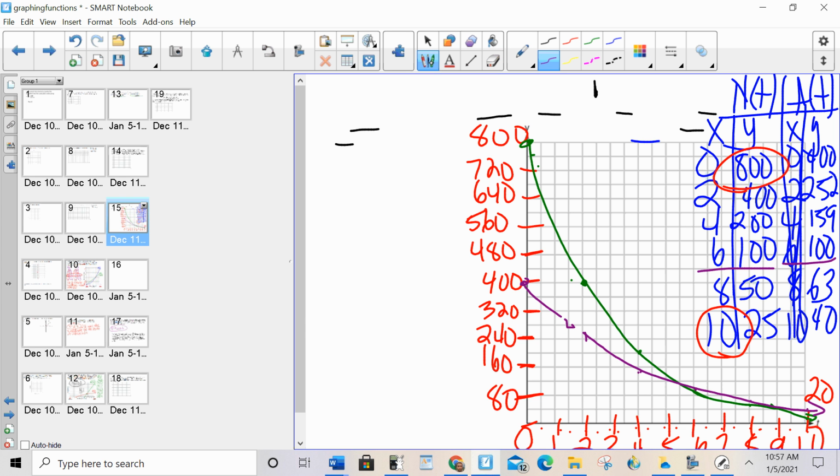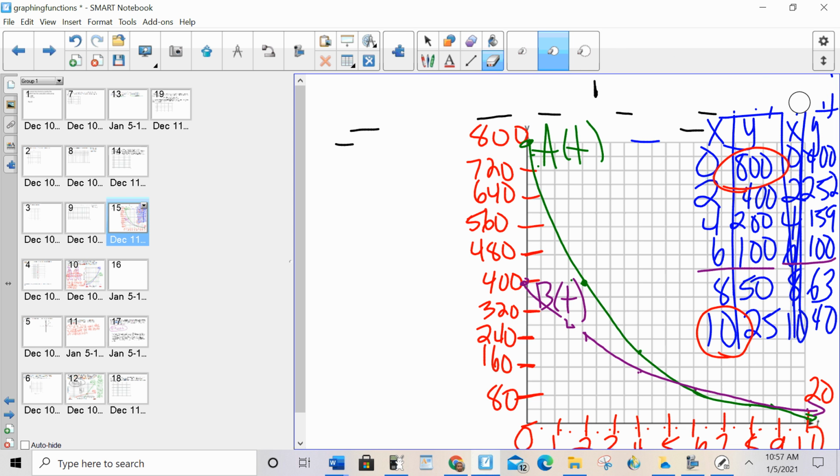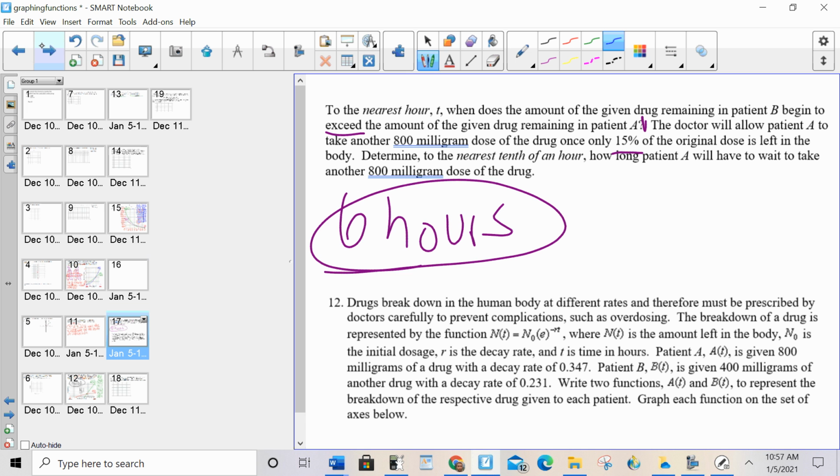So the green was A of t, the purple was B of t. It's hard to work on this one little screen and on this complicated question. And we had A of t, B of t. All right, so now we're talking about patient A can get another 800 milligrams once 15% of the original dose is left in the body.